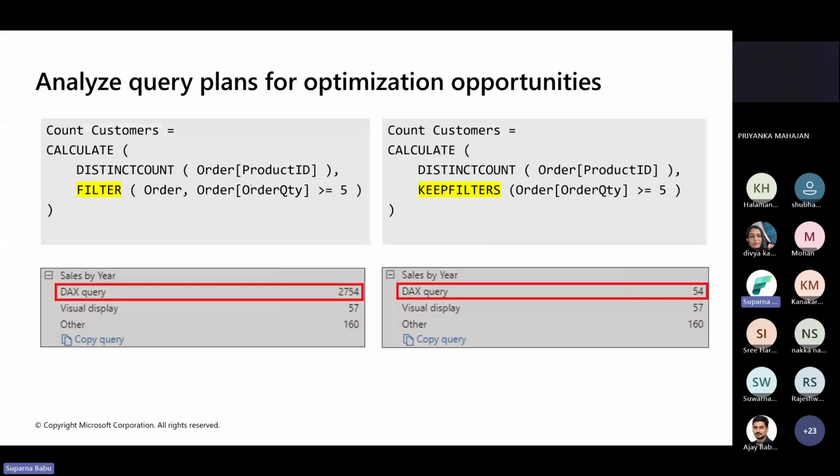This is one of the very good examples. Here you can see I am calculating the distinct count of customers, and filter. Here I am going to calculate only the order count of customer greater than or equal to 5. So now here you can see filter. If I am using filter, how much time is it taking? And if I am using keep filter, see how much time it is taking. Only 54 milliseconds for the DAX query. Here it is taking 2754 milliseconds.